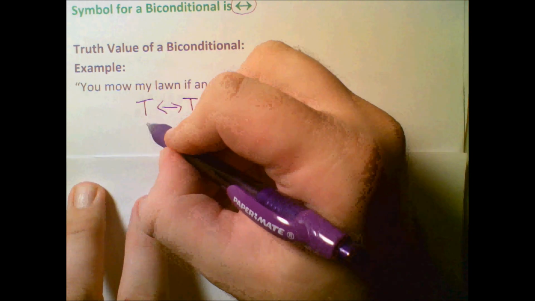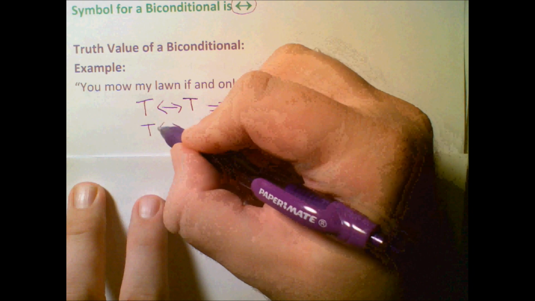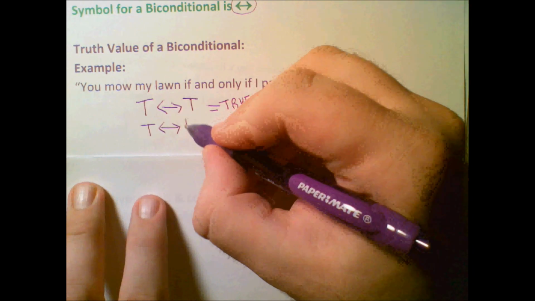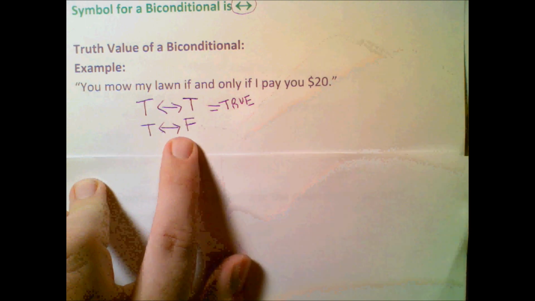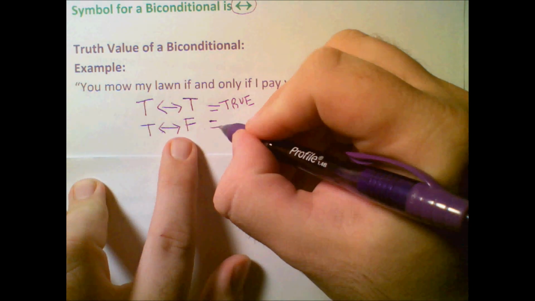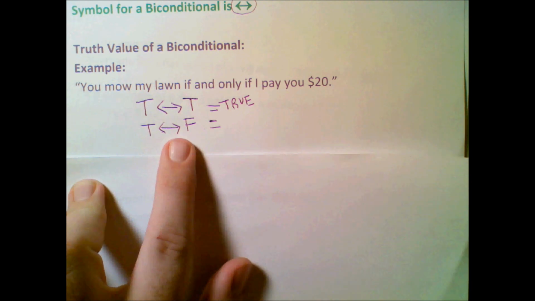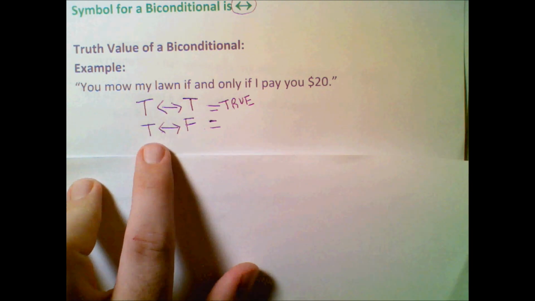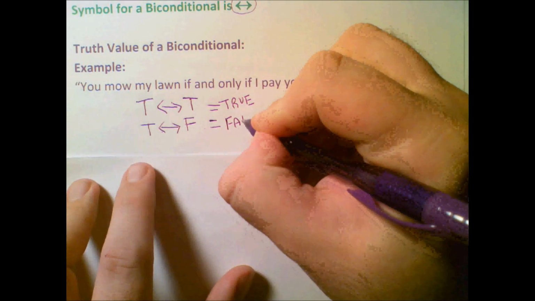Now the next situation. You mow my lawn if and only if I paid you $20. Let's say that you mowed my lawn, we're cool with that, I didn't pay you $20. When we were talking about conditionals, we said you weren't cool with that. We had a deal, I didn't hold up my end of the bargain, so this is a false statement. We did not fulfill the contract.